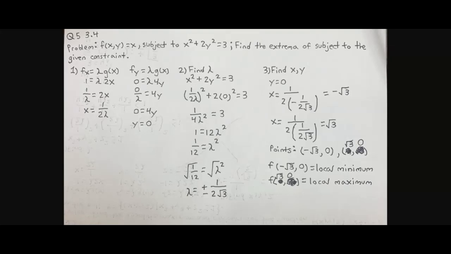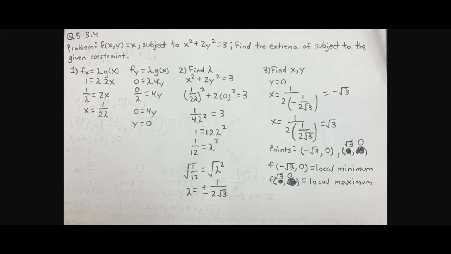So I do 0 divided by lambda, which is equal to 4y. And I get 0 is equal to 4y. 0 divided by 4 is just 0, so we get y is equal to 0. And then I had to find what lambda is in this case. So what I did was just plug back into our constraint. So x squared plus 2y squared is equal to 3.